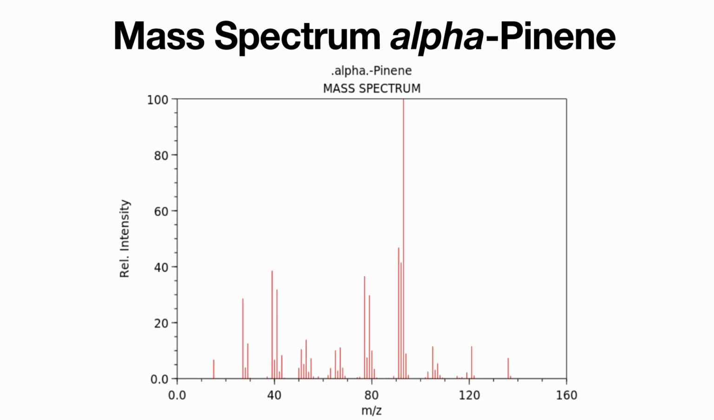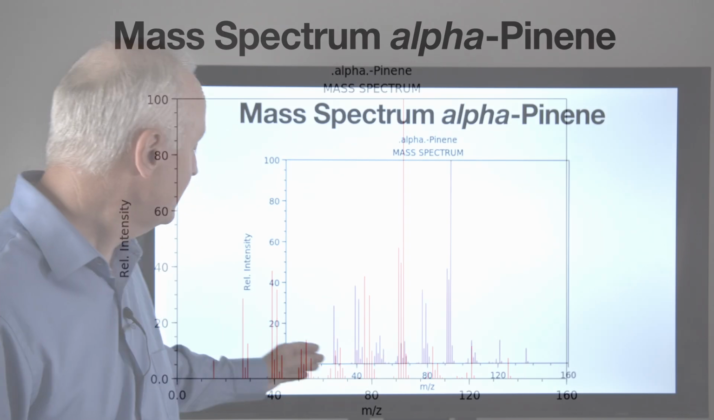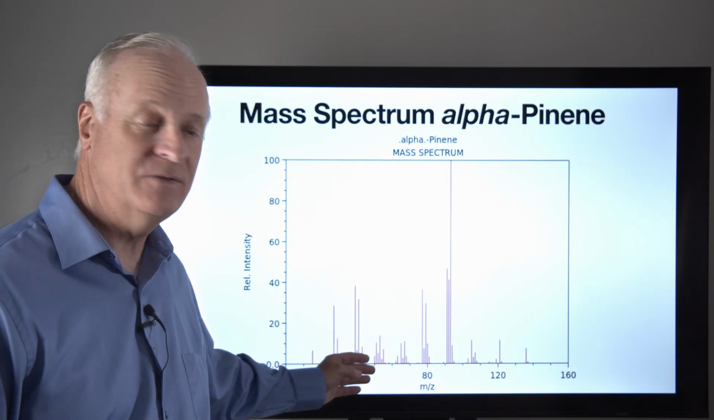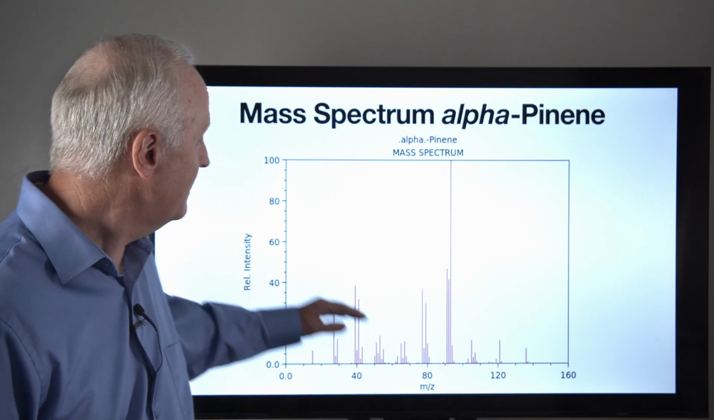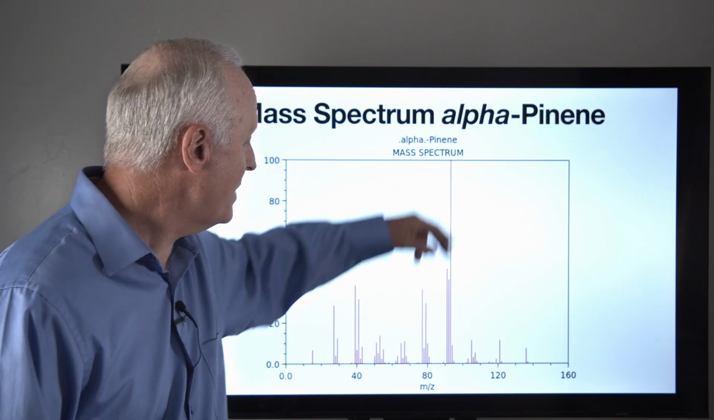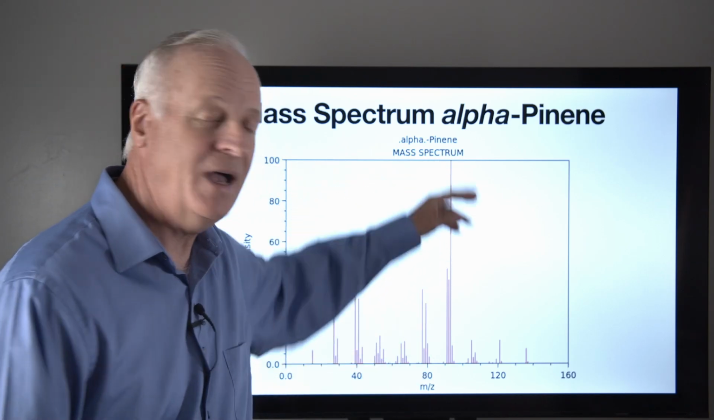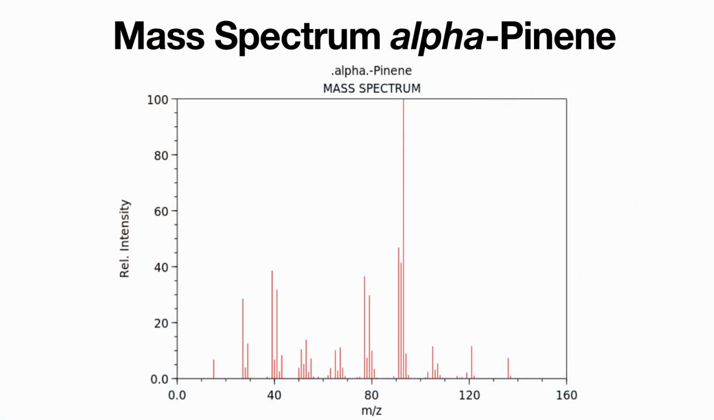Here's an example of the mass fragments or mass spectrum from alpha pinene. These are the smaller fragments, the medium-sized fragments, and the heavy fragments. This fragment right here, mass 93, has the highest intensity. The fragment pattern for alpha pinene is the same in just about every GCMS instrument.